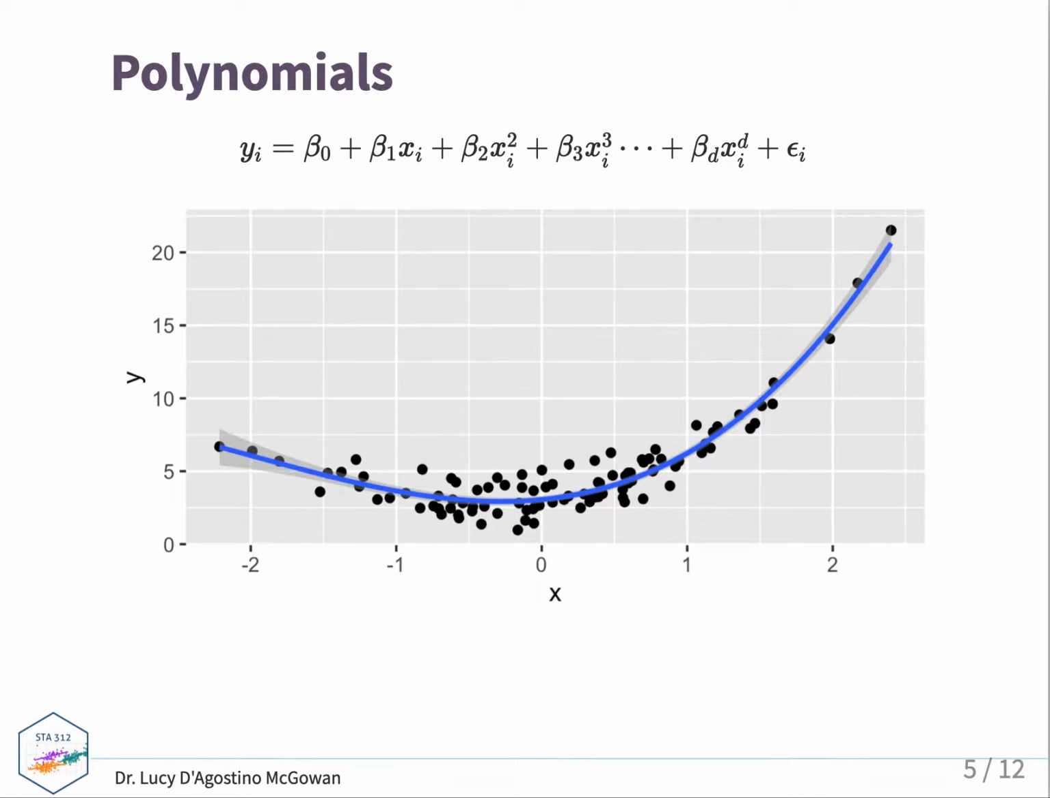A polynomial model is one that just has these higher order terms. For example, what I've written up here is a polynomial with d degrees. Instead of just fitting y equals beta 0 plus beta 1x, I'm fitting y equals beta 0 plus beta 1x plus transformations of x, in this case x squared plus x cubed, all the way up to x to the d power. So that's what a polynomial is.